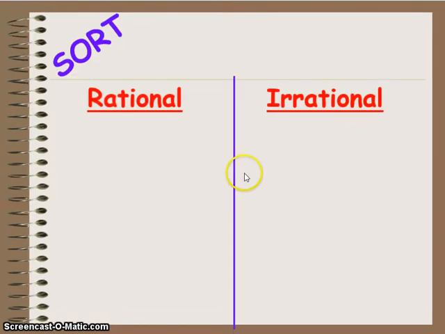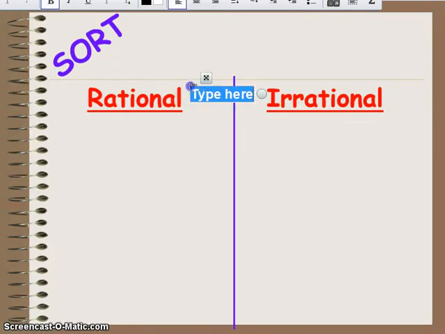In this part, we are going to be sorting rational and irrational numbers. To remind you of the qualifications of rational numbers, I'm going to type them here in the center.